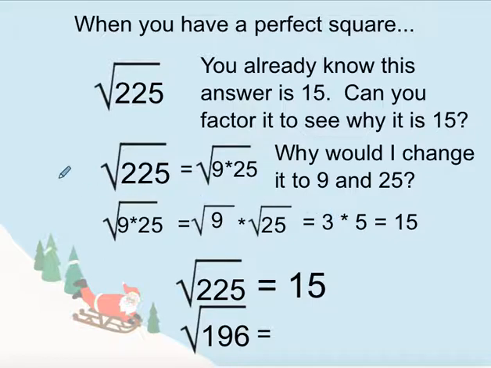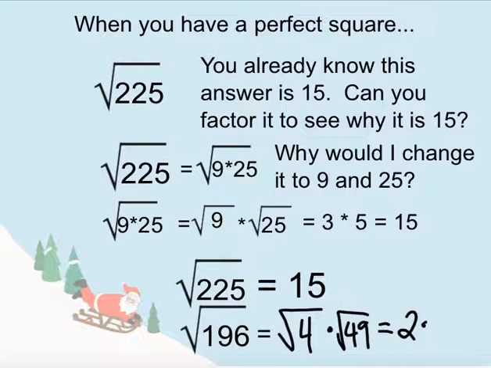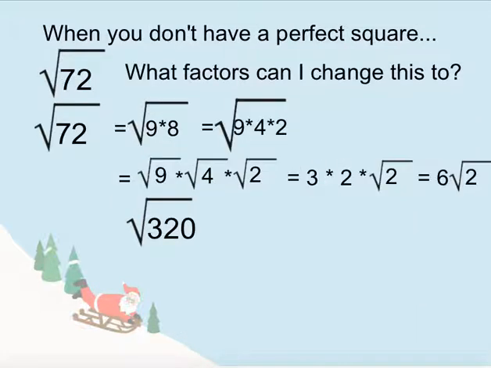So if we were to do this with the square root of 196, we could say, well, I could split that into the square root of 4 times the square root of 49. That would give me the square root of 196, which means the square root of 4 is 2 times the square root of 49 is 7, so that would be 14. So we can split our radicals into some of their perfect squares.